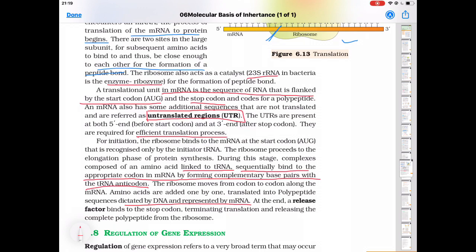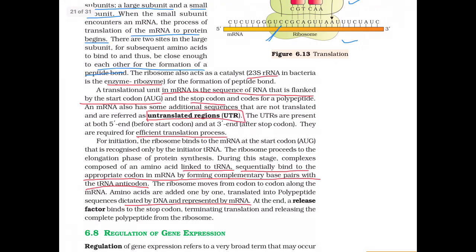At the end, a release factor binds to the stop codon. At the end of the mRNA where stop codon is present, some release factor attaches which completes the polypeptide, terminates the translation and releases the complete polypeptide from the ribosome. So polypeptide separates at that condition, and tRNA also separates. So this is the process of translation.